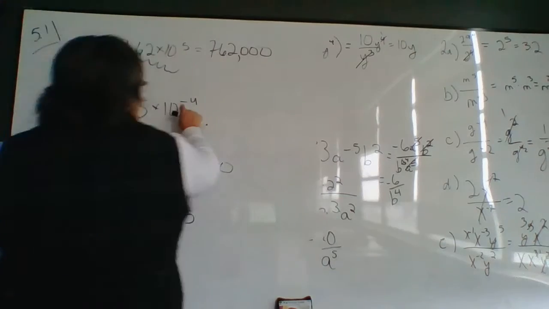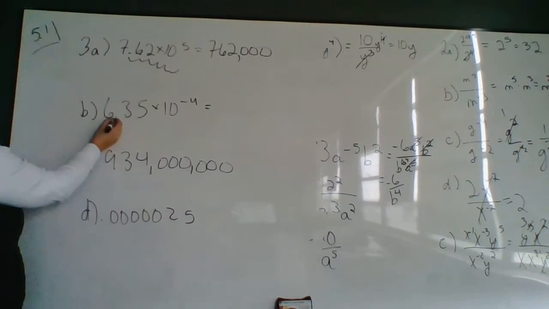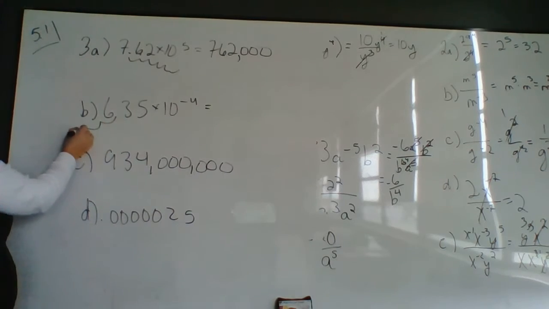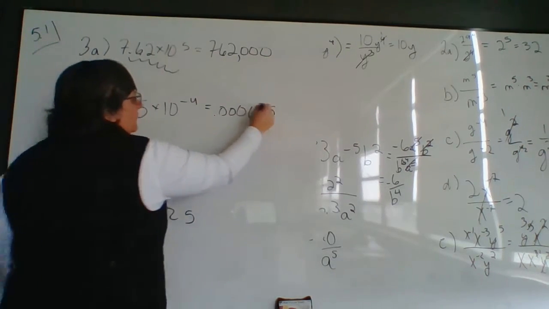Next one says to the negative fourth. Negative means go left. Here I go left 4 places. 1, 2, 3, 4. I'm adding 3 zeros. 0.000635.